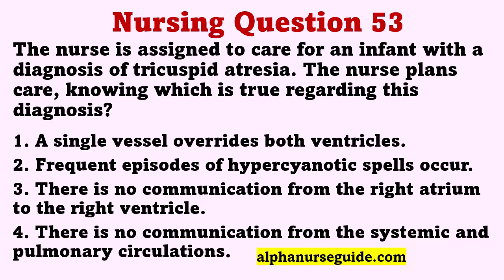The correct answer is 3. There is no communication from the right atrium to the right ventricle. In tricuspid atresia, there is no communication from the right atrium to the right ventricle. Option 1 describes truncus arteriosus. Option 4 describes transposition of the great arteries. In Option 2, frequent episodes of hypercyanotic spells occur in tetralogy of Fallot.